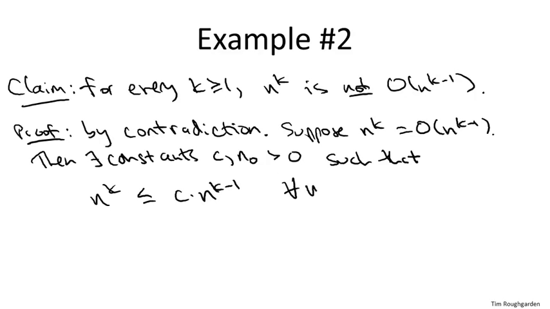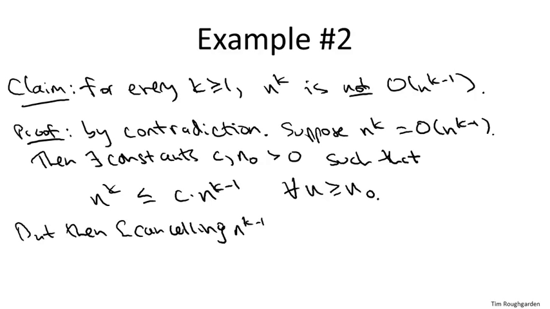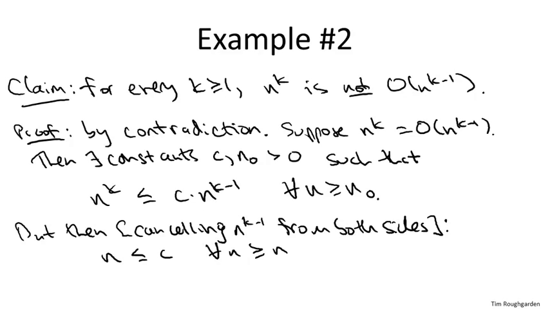So from this, we need to derive something which is patently false. That will complete the proof. And the easiest way to do that is to cancel n^(k-1) from both sides of this inequality. And remember, since n is at least 1 and k is at least 1, it's legitimate to cancel this n^(k-1) from both sides. And when we do that, we get the assertion that n is at most some constant c for all n at least n_0. And this now is a patently false statement. It is not the case that all positive integers are bounded above by a constant c. In particular, c plus 1, or the integer right above that, is not bigger than c. So that provides the contradiction.